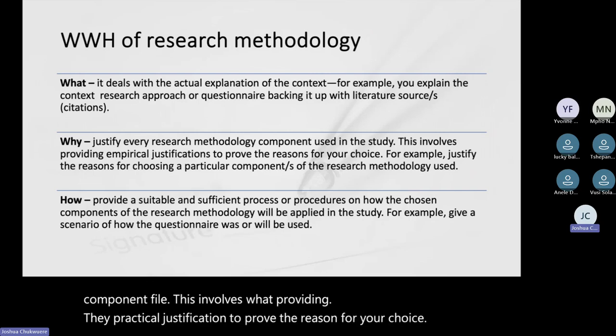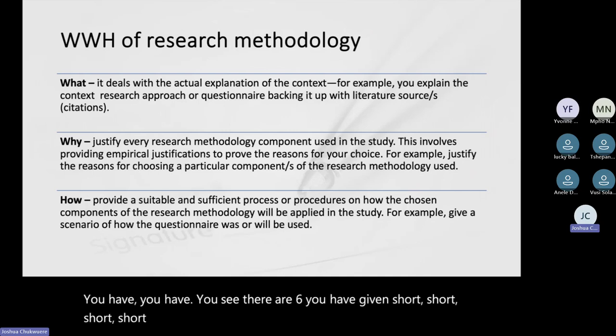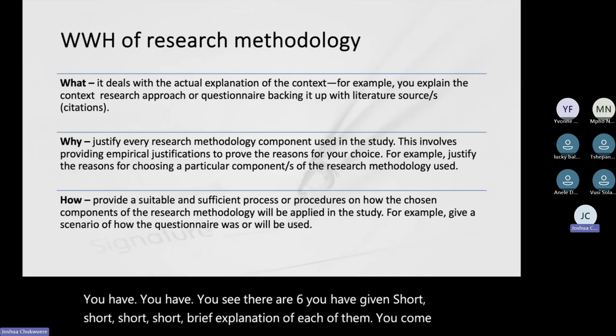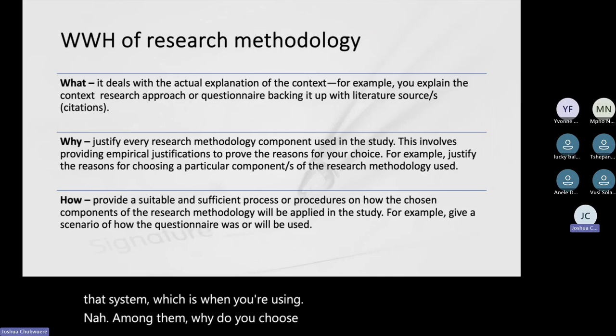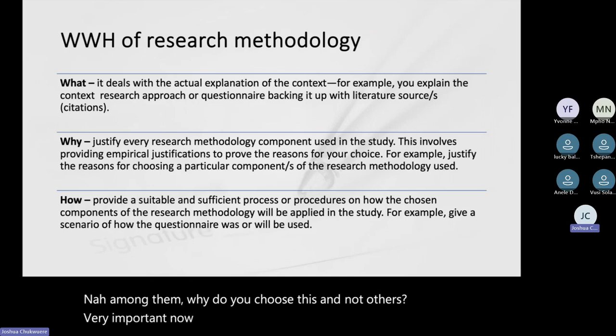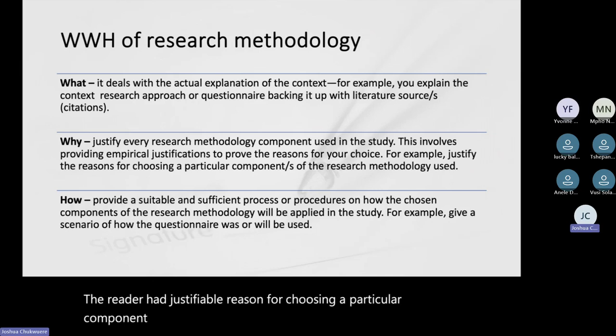You say there are six. You have given a short brief explanation on each of them. You come to that sixth one, which is the one you're using. Now, among them, why do you choose this and not others? Very important. You are able to give the reader a justifiable reason for choosing a particular component of the research methodology.